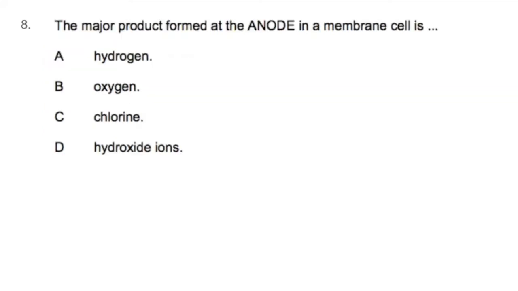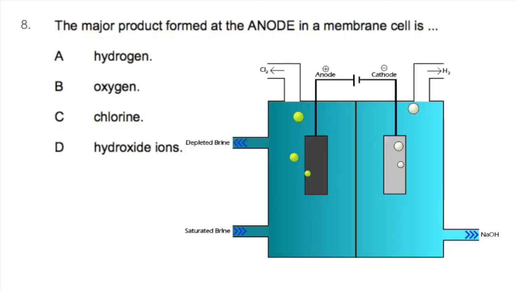Another question about the membrane cell, this time what's formed at the anode. The anode's the positive electrode. The chloride ions would be attracted to that electrode, and so chlorine gas is the correct answer.